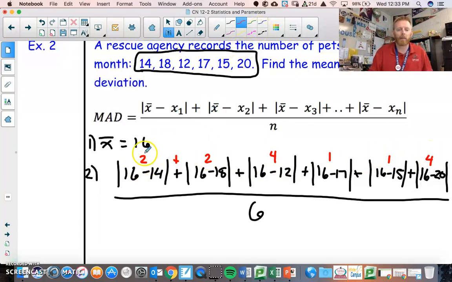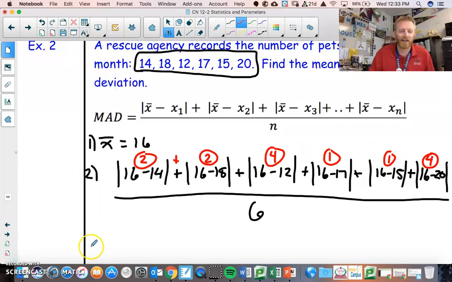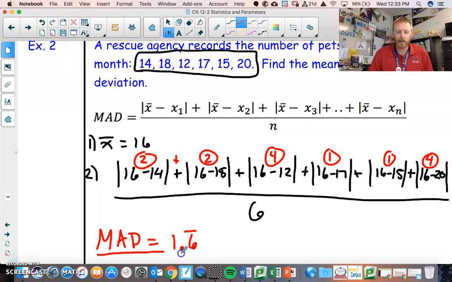So I'm going to add up these numbers that I wrote above now and then divide by the number 6 to find my MAD, my mean absolute deviation. So in my calculator I got 2 plus 2 plus 4 plus 1 plus 1 gets me to the answer of 10 divided by 6. So my mean absolute deviation is going to be that 10 over 6, which is 1.6 repeating. And that tells me the average of how things are deviating from the average.